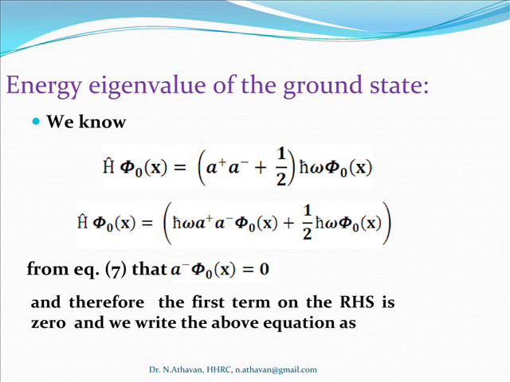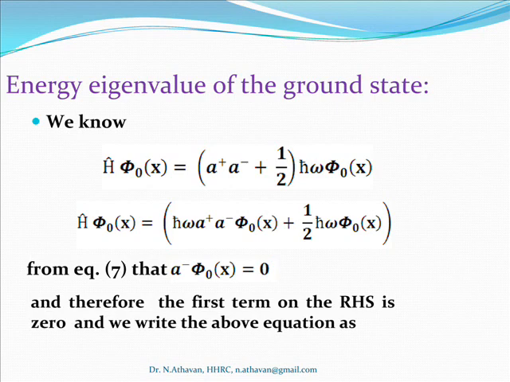Having found the energy eigenstate of the ground state, now it is our turn to find the energy eigenvalue of the ground state. For that, I write H into φ0 of x is equal to (ħω a+a- plus half ħω) φ0 of x. This is a known expression because for H I have substituted ħω a+a- plus half ħω. So expanding, we get ħω a+a- φ0 of x plus half ħω into φ0 of x.